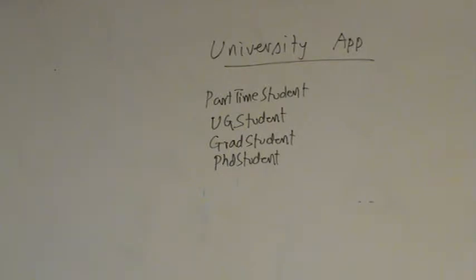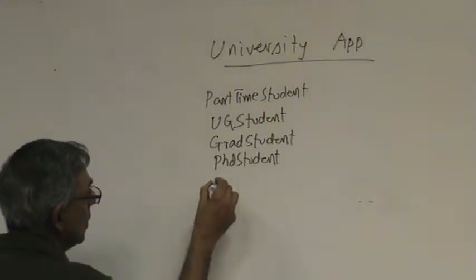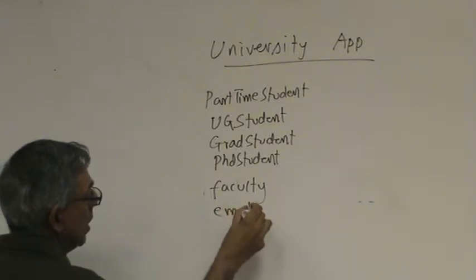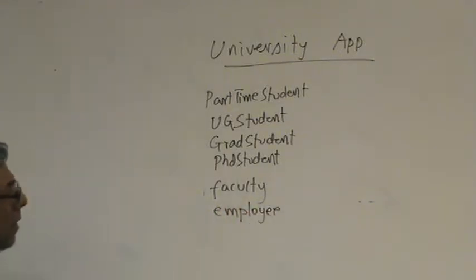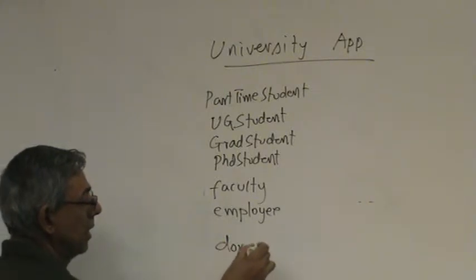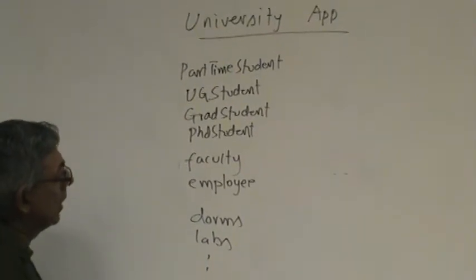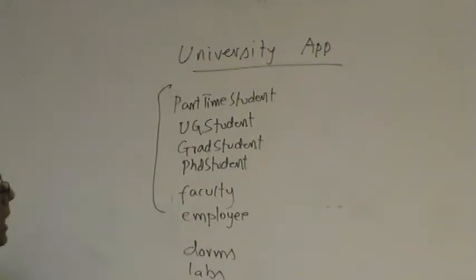In a university, we also have employees. We have professors. So pretend there's a faculty. There's an employee. There might be dorms and so on, and labs and so on, and lab managers and so on, right? But to keep the example simple, let's start over here, okay?